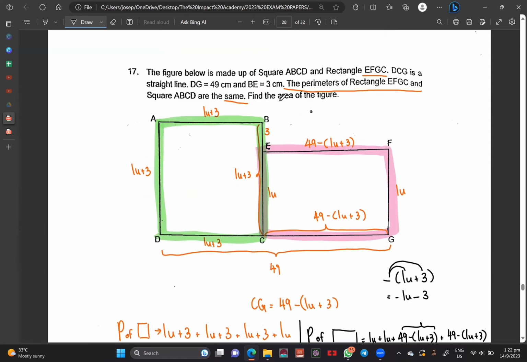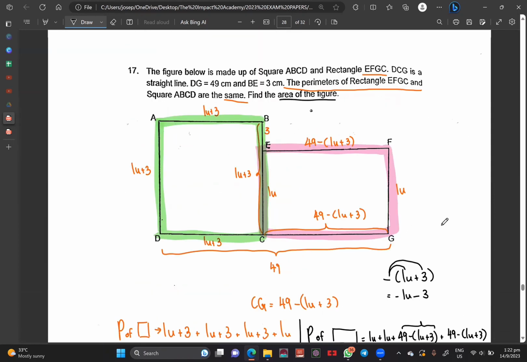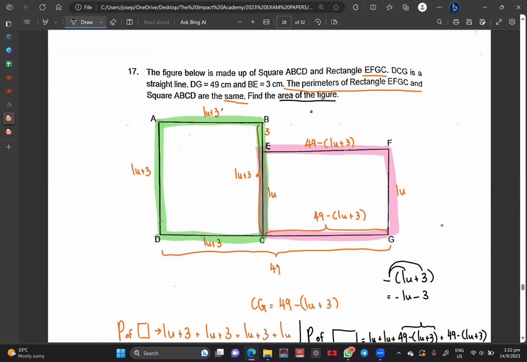Now the question says, I want you to find the area of the figure. So we look at our diagram. If 1 unit is 20, isn't this also equal to 23? Because 20 plus 3. So we have 23 over here, 23 over here, 23 over here. And 1 unit is 20, so this is the breadth of the rectangle, and this is the breadth of the rectangle. Once again, this is the tricky part. I'm just going to replace the 1 unit with 20. Can you see over here? This becomes 49 minus 23. When I do 49 minus 23, that gives me 26. So I know that the length is 26.